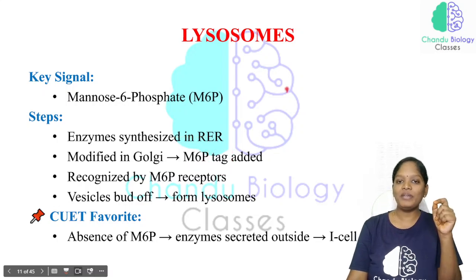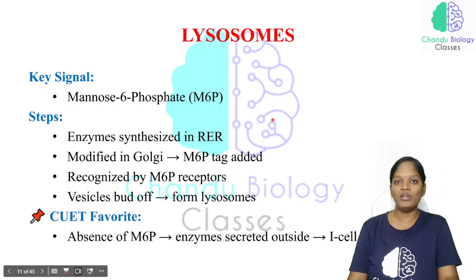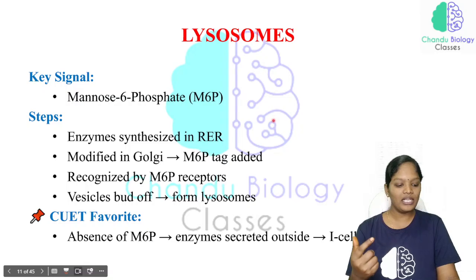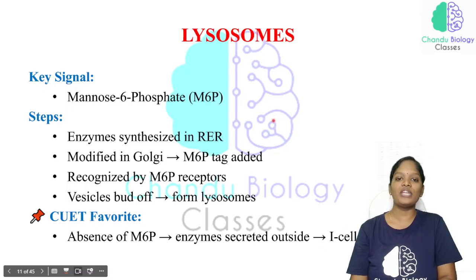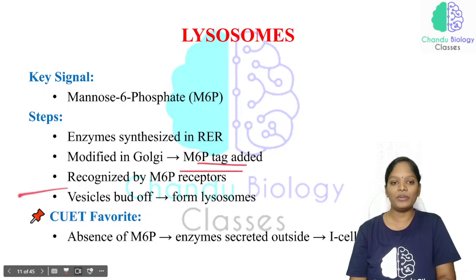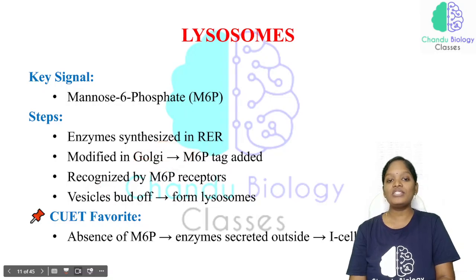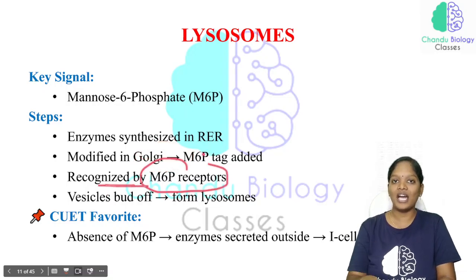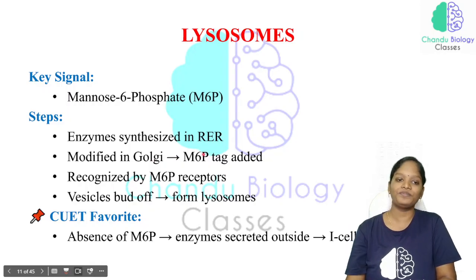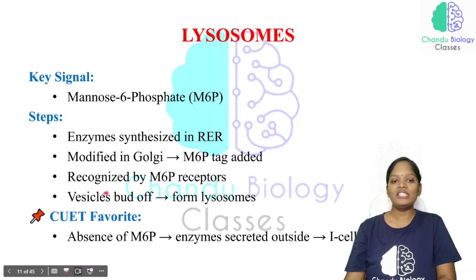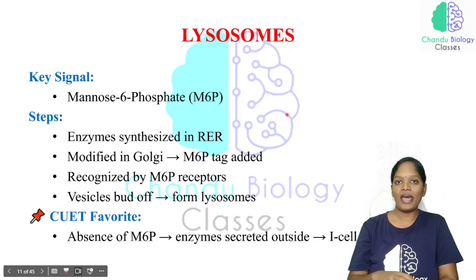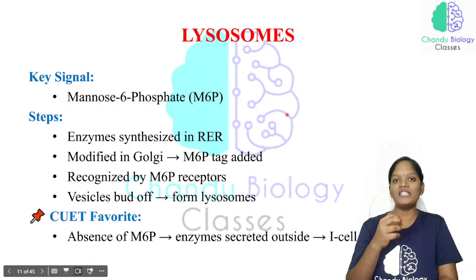If mannose 6-phosphate is added by the Golgi complex to any protein, then the cell comes to know that this molecule has to be sent to the lysosome. So that is the mannose 6-phosphate tag. That is done in the Golgi complex, and it is recognized by mannose 6-phosphate receptors present in the lysosomes. Through vesicles, the molecule is packed and enters the lysosome. It is received by the receptors, and the vesicles bud off. These are all the steps.